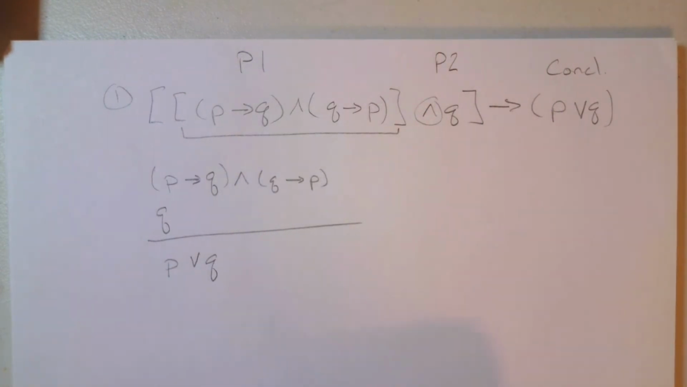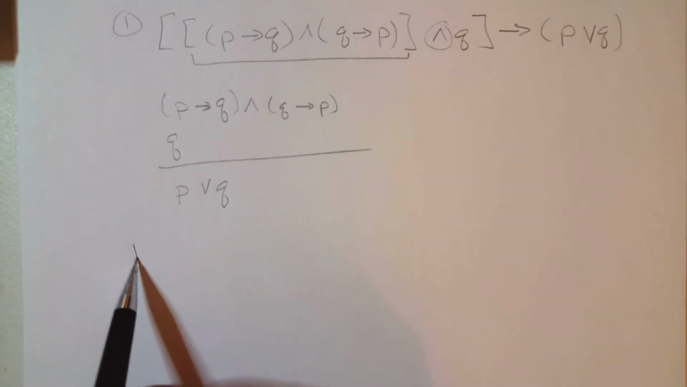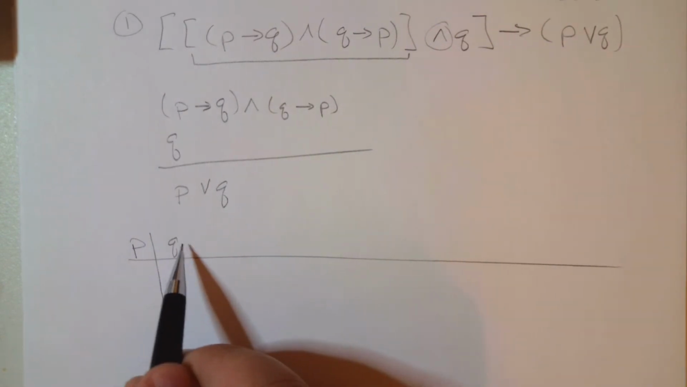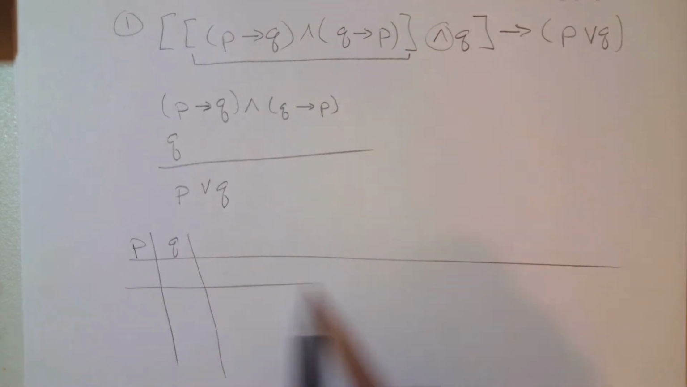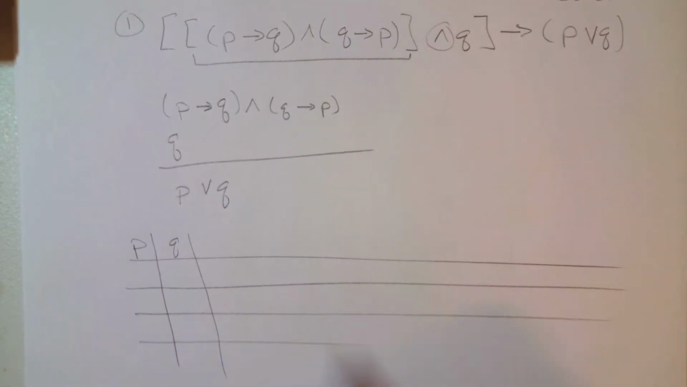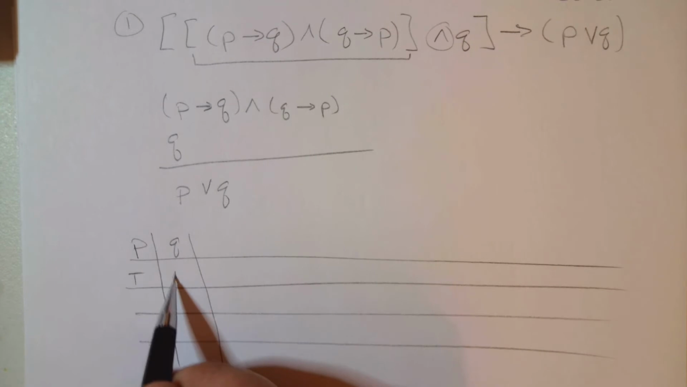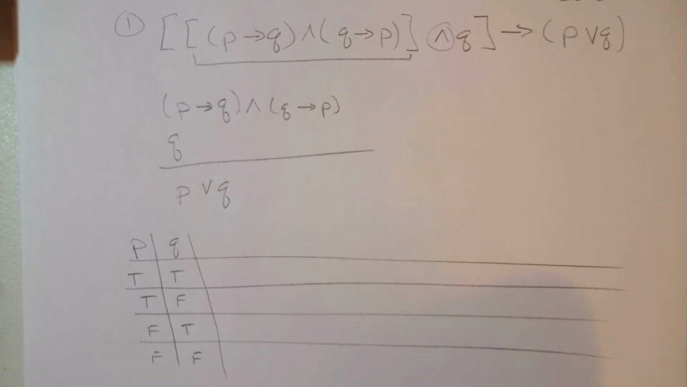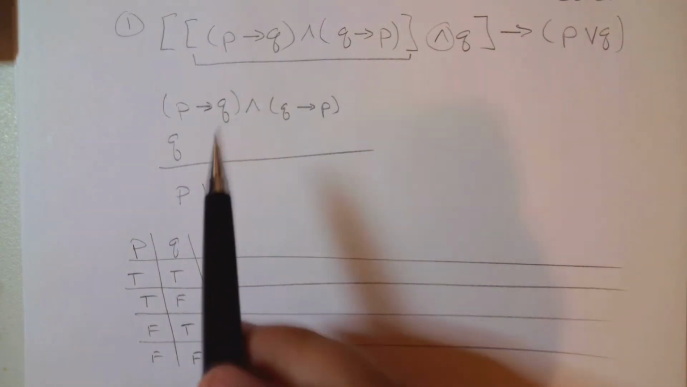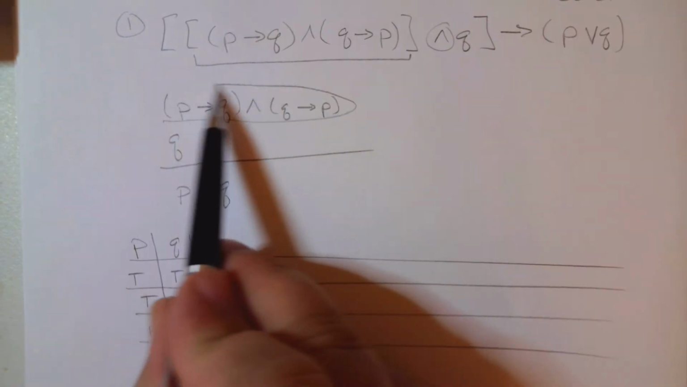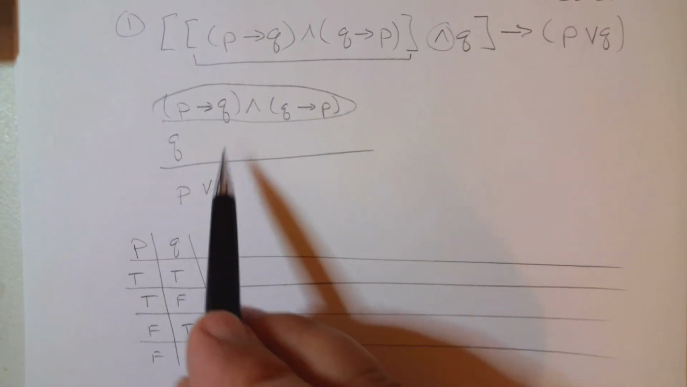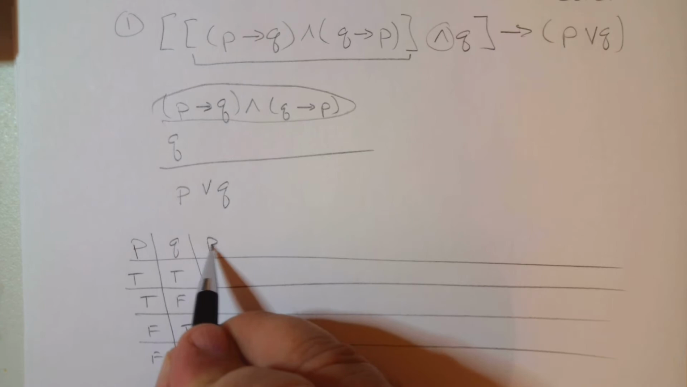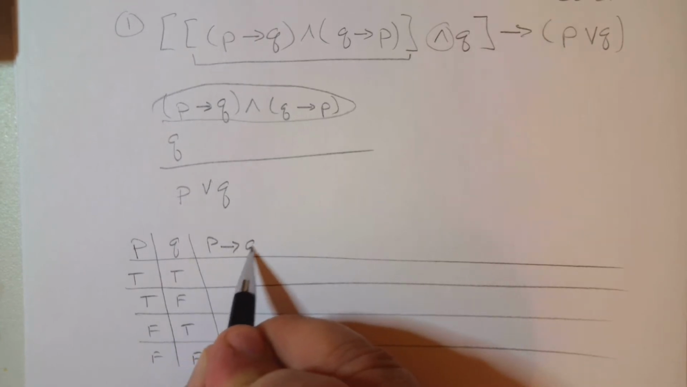We only have 2 letters, so our truth table will only have P and Q. We got a lot of writing. Possible outcomes: true, true, true, false, false, true, false, false. So look at the first premise. We have to build that one. So let's look at the first condition. If P, then Q.